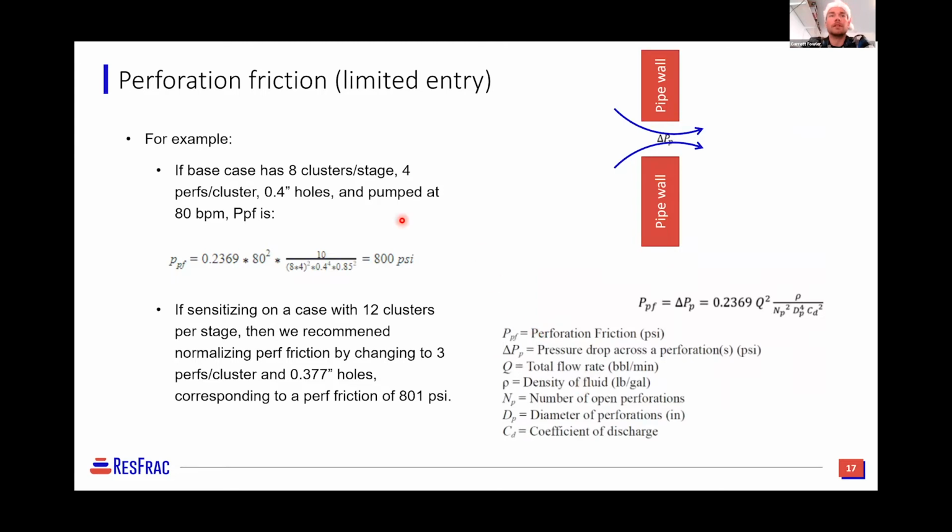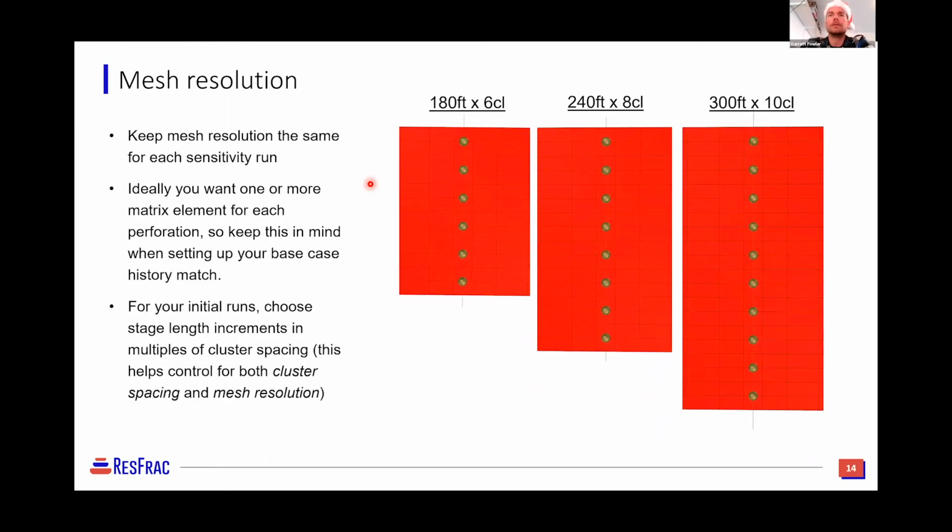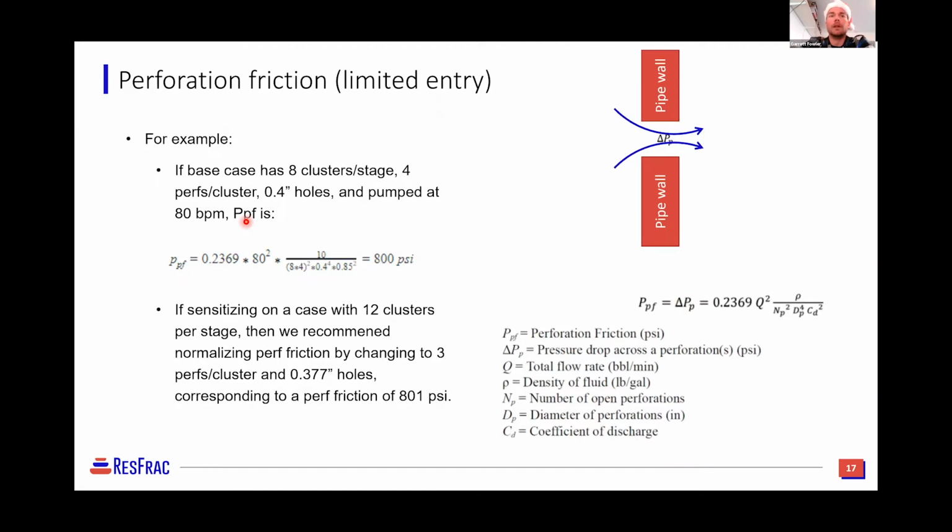So the example here is if I started with a base case that had 8 clusters per stage, so maybe that 180 or 280? 240-foot stage, so this case has 8 clusters. Maybe that's my base case with a perforation friction of 800 psi when I actually calculate it.